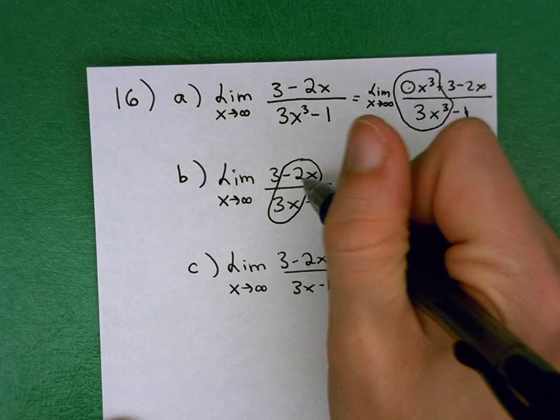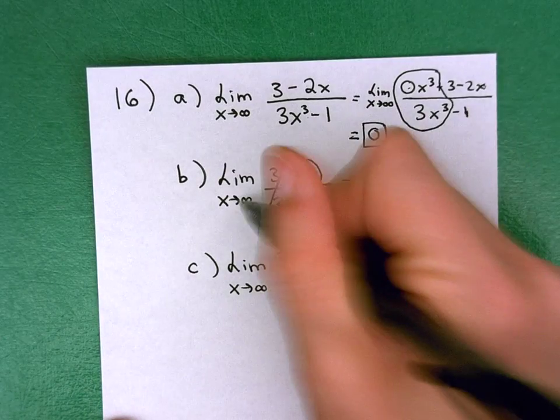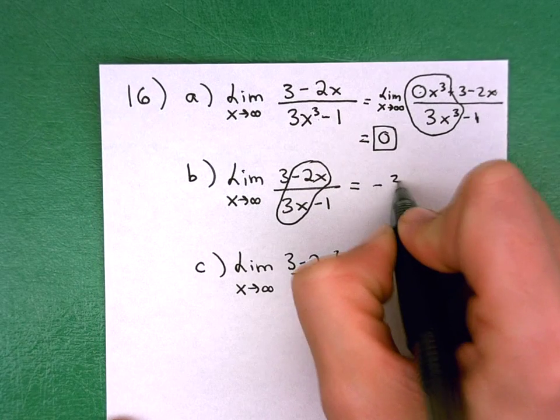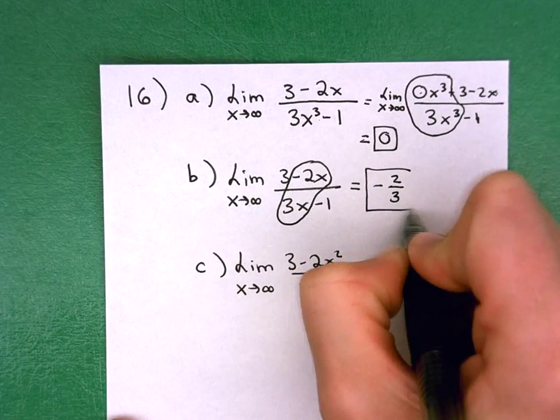And so when I compare those, the x's, out at infinity, they'll simplify. And -2 divided by 3 is -2 thirds. And so that's my horizontal asymptote.